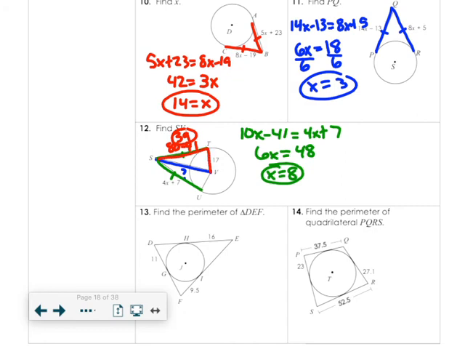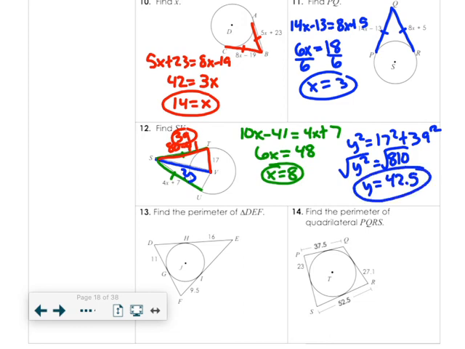So for the final answer, let's just call this y. We're going to get y squared equals 17 squared plus 39 squared. When you go in your calculator, this gives you 1810. We'll take the square root of both sides, and we get 42.5. So that was a two-part question. And then these ones, like I was saying earlier, are perimeter questions.